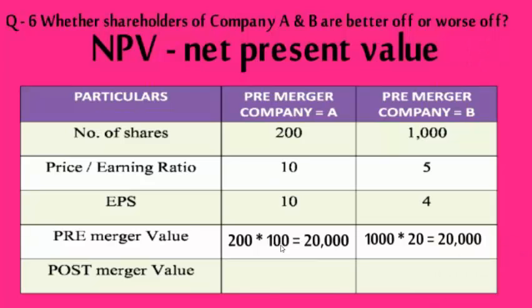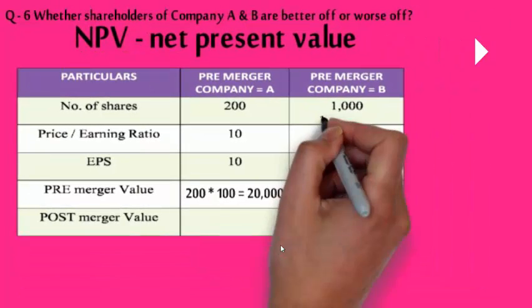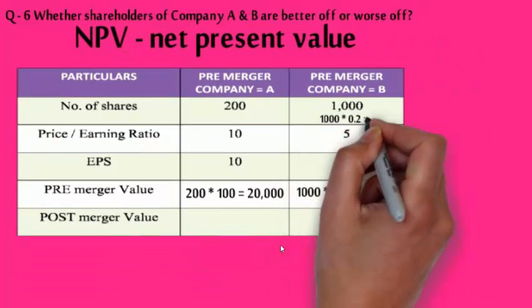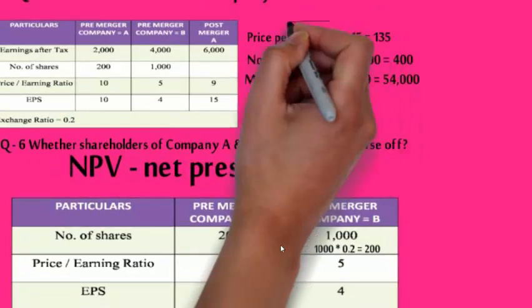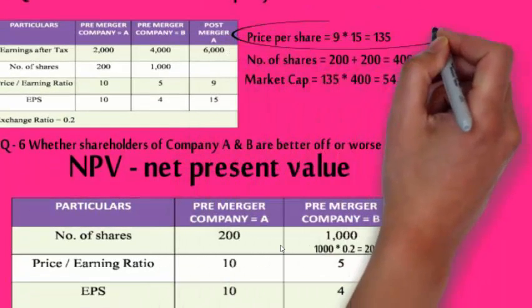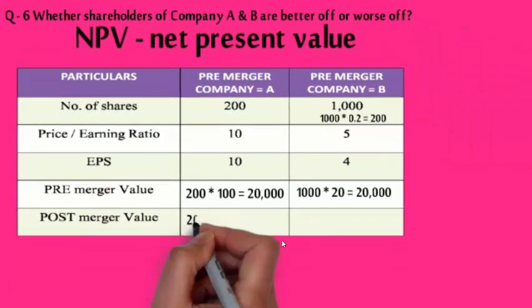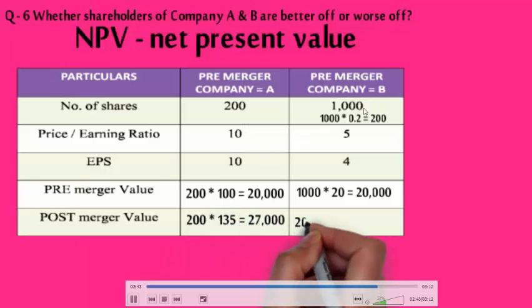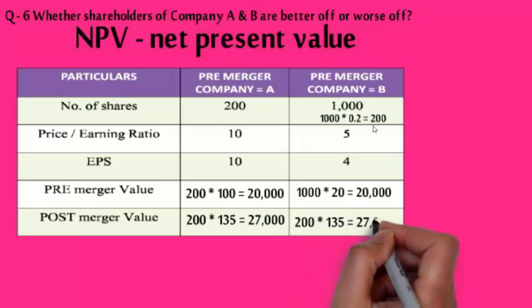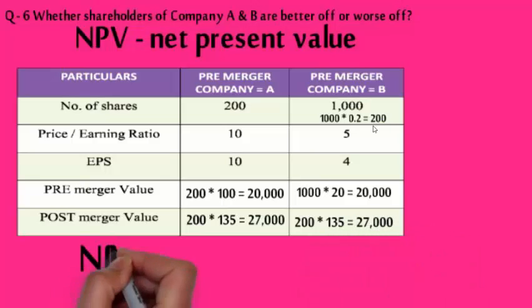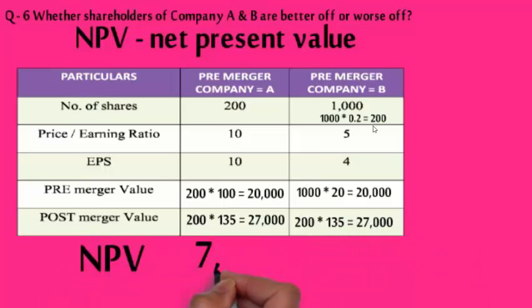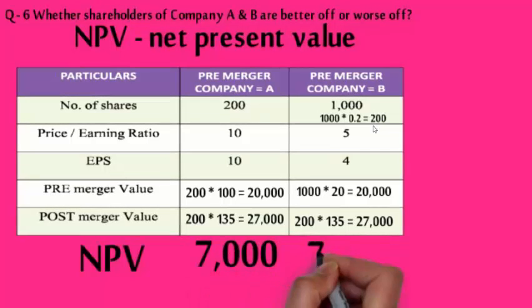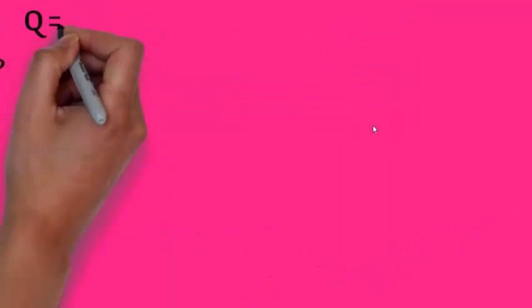Now post merger value. So post merger value we know. Now these are the number of shares that will be issued. Now the post merger price is 135. So 200 multiplied by 135, and here also 200 multiplied by 135. So NPV in both the cases is positive, that is 7,000 and 7,000, and hence the merger is viable.